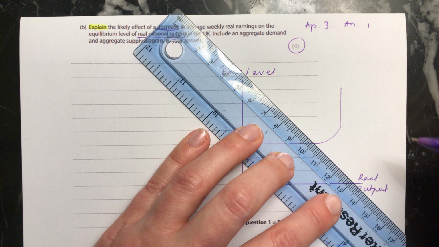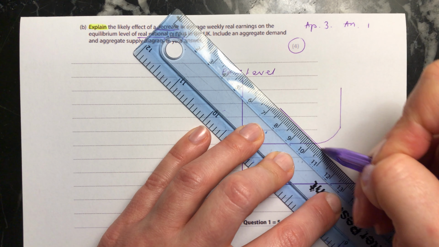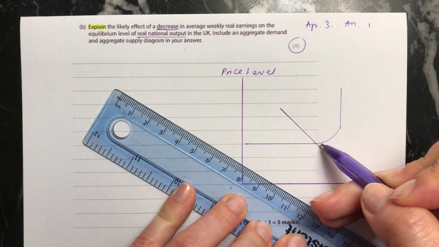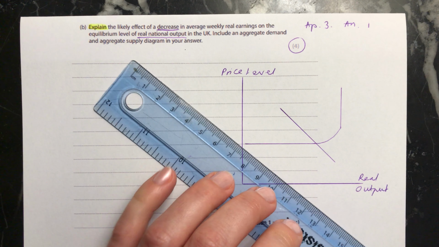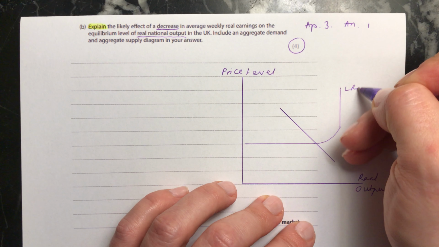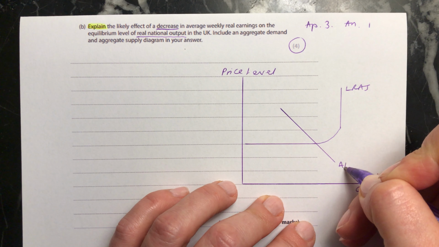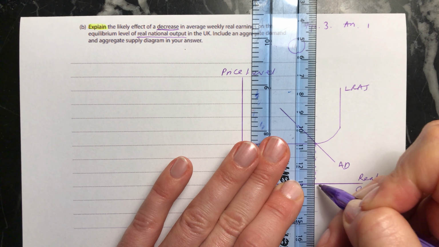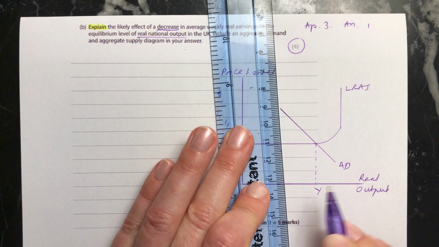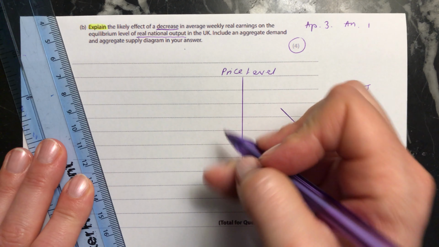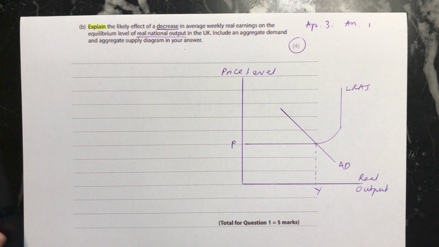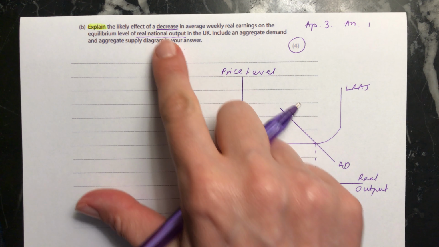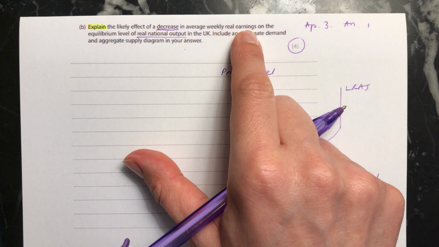And put your aggregate demand curve. Again, I would do that round where the spare capacity is starting to run out on the curved section here, so you have more to say. So long run aggregate supply, aggregate demand, and your initial equilibrium is here. Remember, we usually put Y there for income, because income is equal to output, and P for your price level. And we want to know, we're going to have a decrease in the average weekly real earnings.